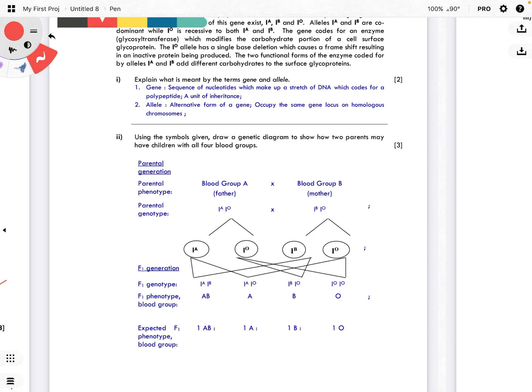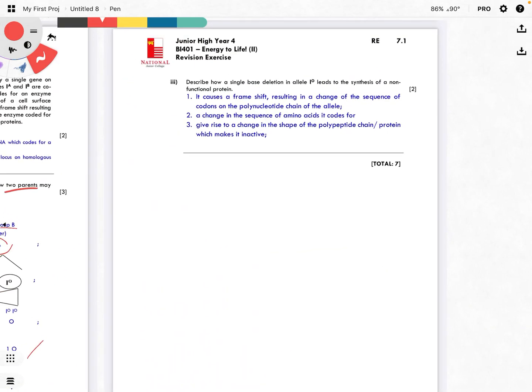So using symbols, draw a genetic diagram to show how two parents may have children with all four blood groups. The only possibility is if you have a parent who is heterozygous and with the phenotype of blood group A and blood group B. Then you can have all possible blood groups. Okay, this is not a difficult genetic diagram to draw. Make sure you look out for all the standard features that you need to find in a genetic diagram. And you should be able to get this ratio of phenotypes. Okay, you can pause the video to be able to look at the answers in depth. But I'm going to move on to the very last part.